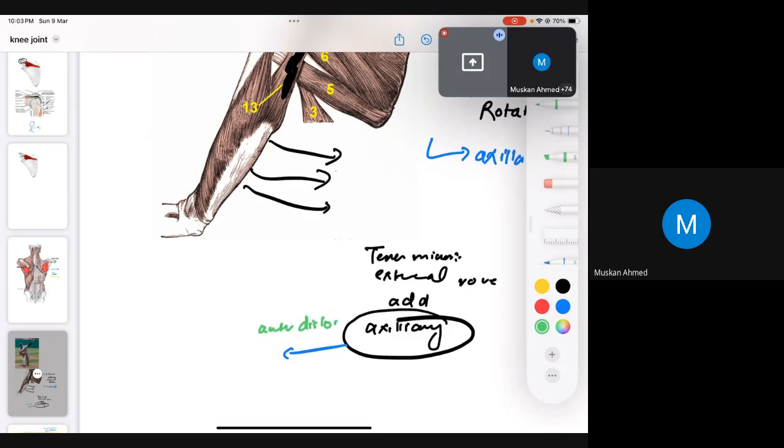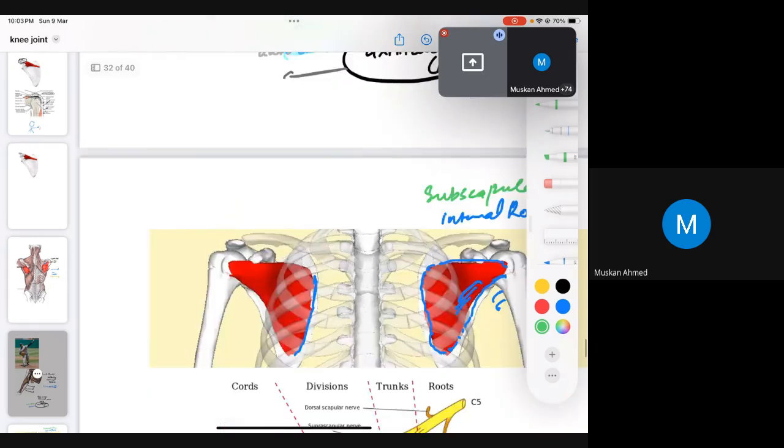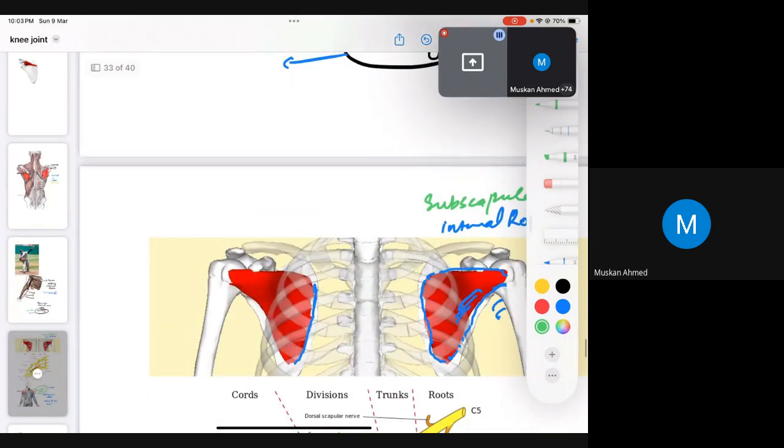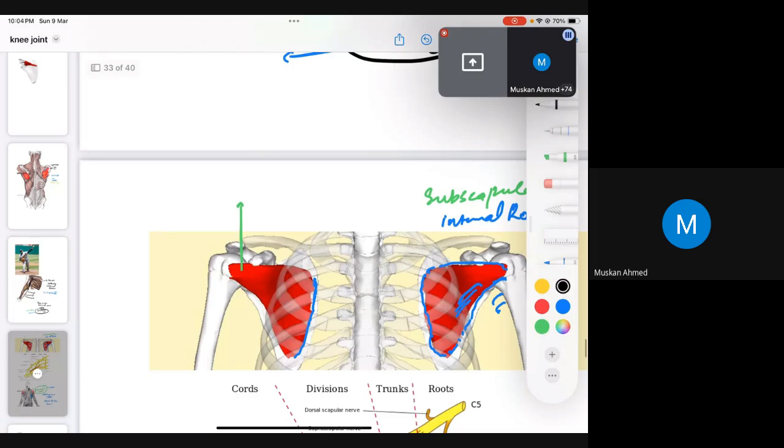Then we discuss our last muscle, subscapularis. Can you tell me the function of subscapularis? Internal rotation and adduction. What's the innervation? The upper and lower subscapular nerves, right?